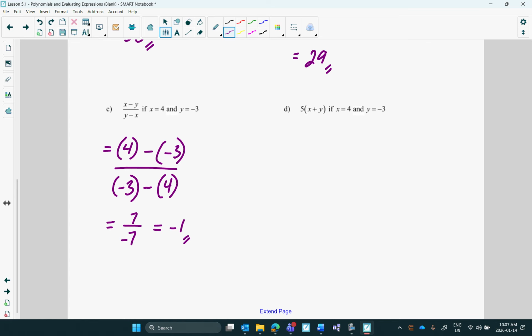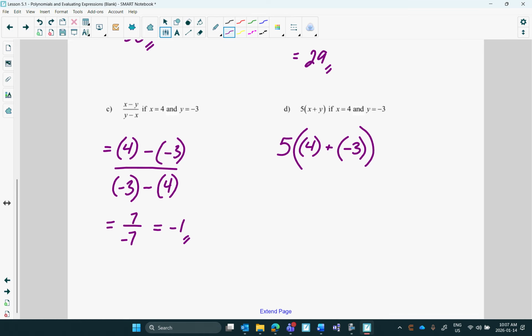Notice in this next one, I've got some parentheses in there already. So we're going to put parentheses within parentheses. So 5, and then the big parentheses. Then I put, instead of x, 4 in parentheses, plus, instead of y, I put -3, and then I close those big parentheses.